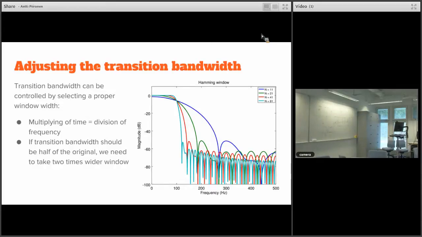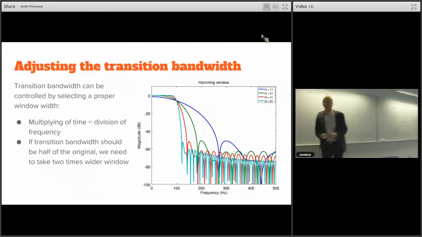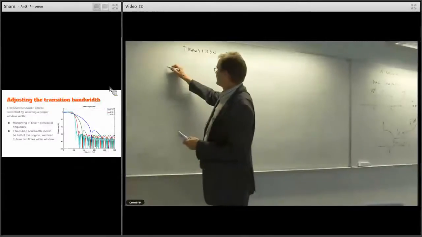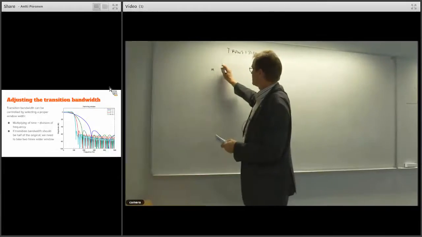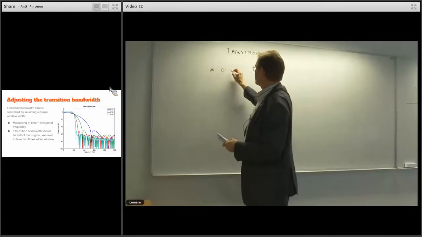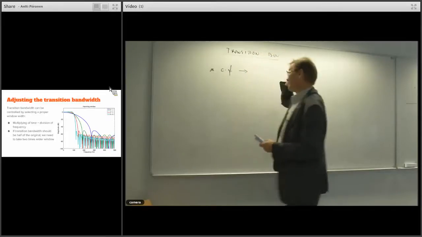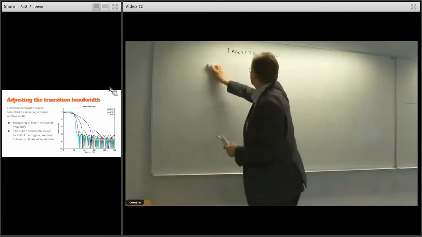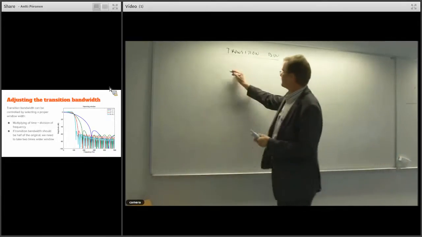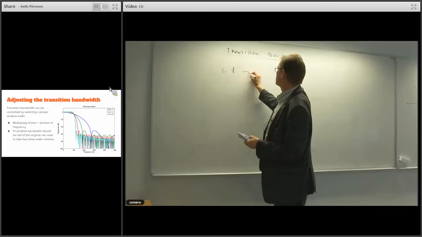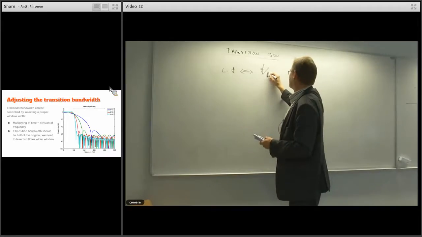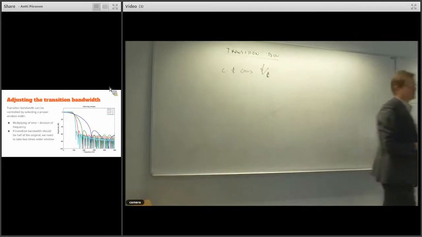So, transition bandwidth. Basically, it's quite simple theory. If you multiply the time, it's the same as if you would divide the frequency.